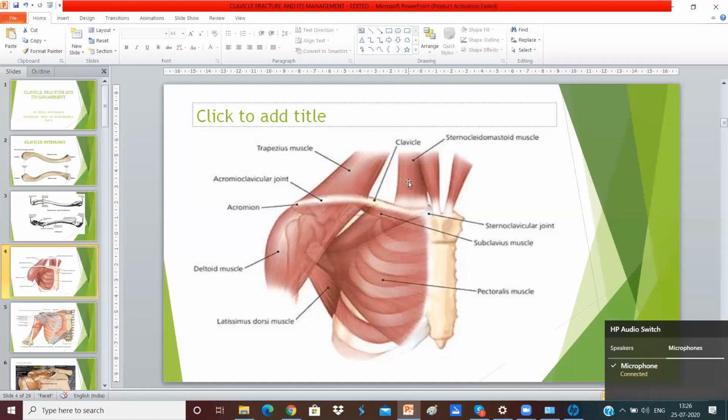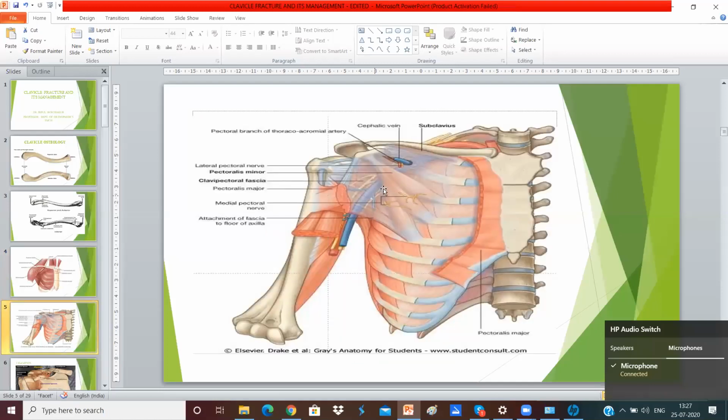Then you have another group of muscles lying above, your sternocleidomastoid. So grossly, it appears to be very subcutaneous in nature because one can palpate the clavicle very easily. Even then, it has attachment of various big muscles like trapezius, deltoid, pectoralis major, subclavius, and mostly sternocleidomastoid.